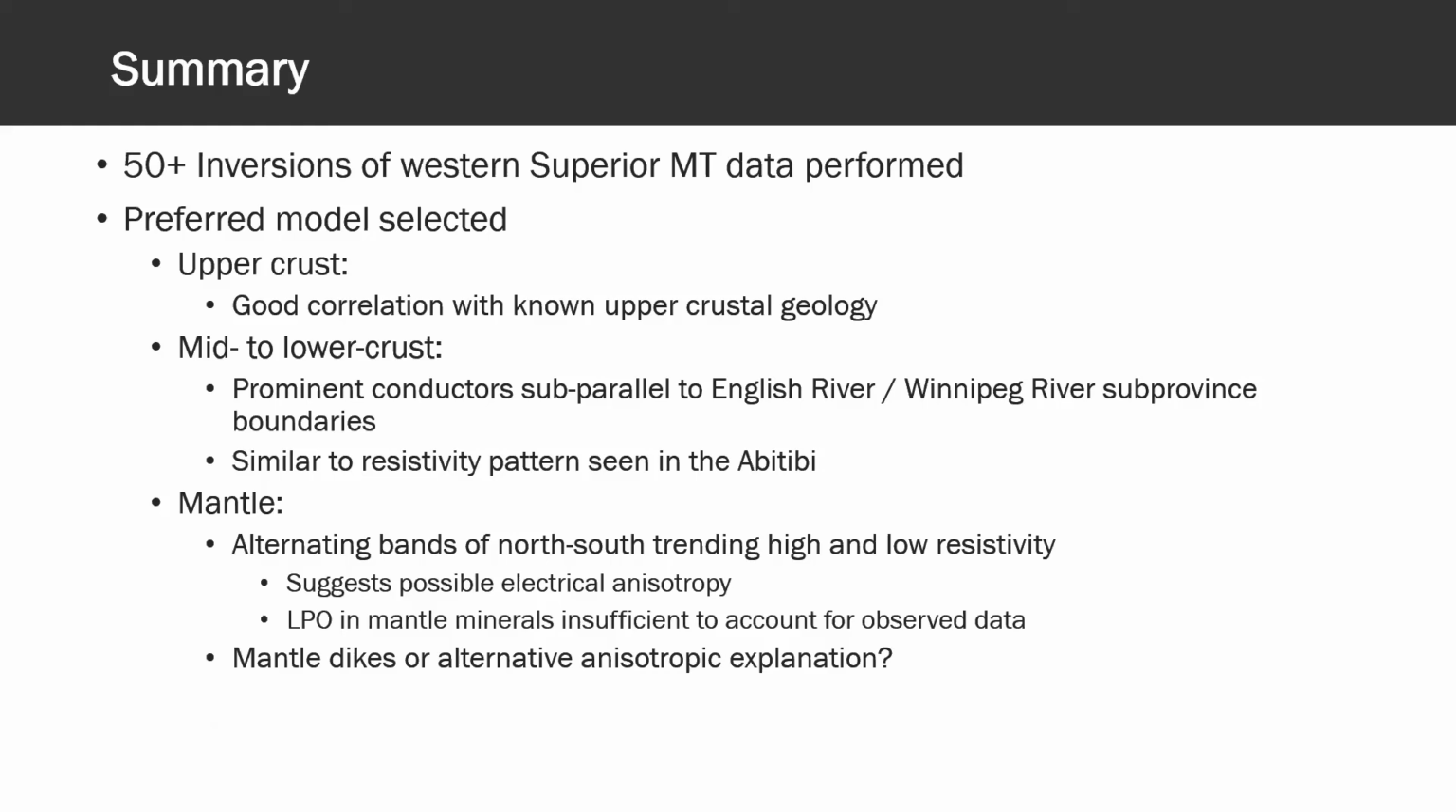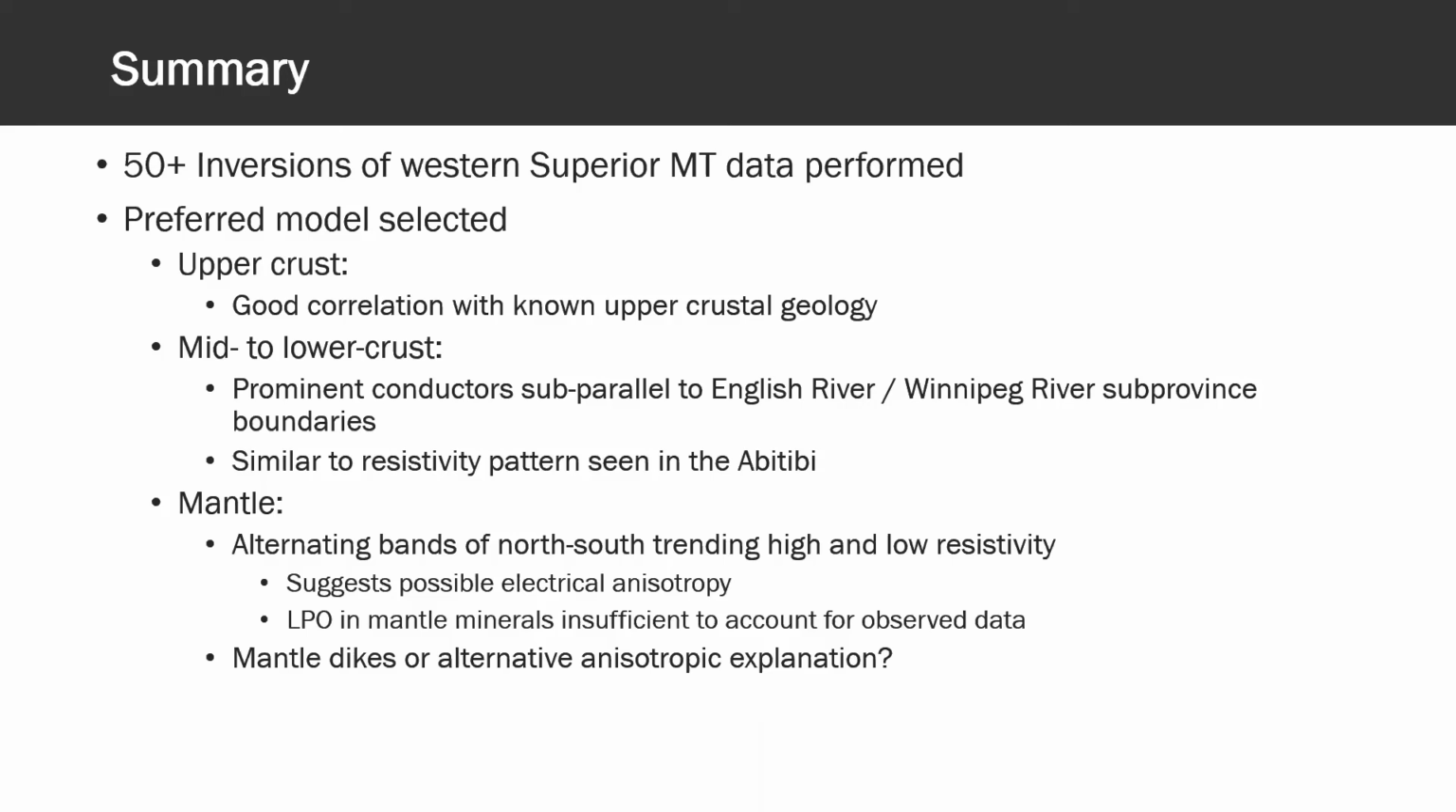Finally, in the mantle, we saw a rotation in the trend of the resistivity structure from east-west in the crust to north-south in the mantle, where we had alternating high and low resistivity bands at a depth from roughly 80 to 100 kilometers all the way down to about 200 kilometers depth, which would typically be used as evidence of anisotropy in the mantle.